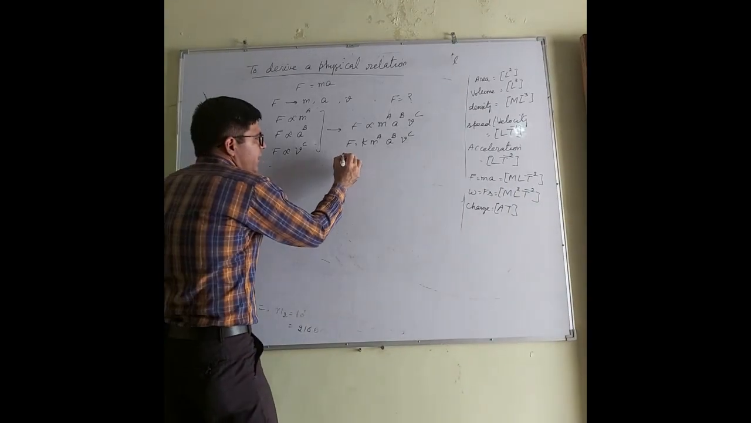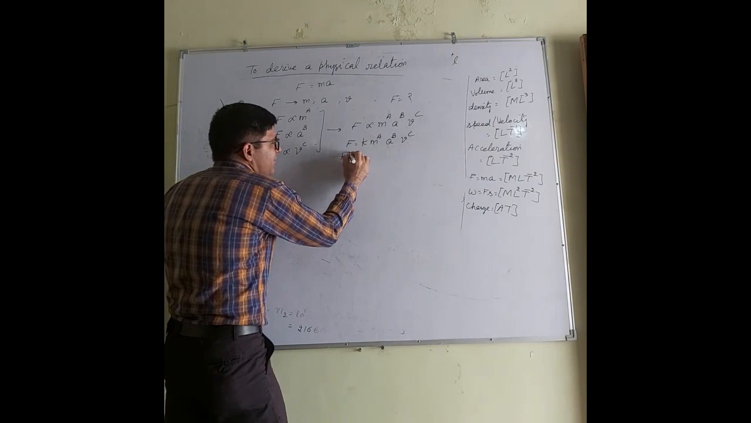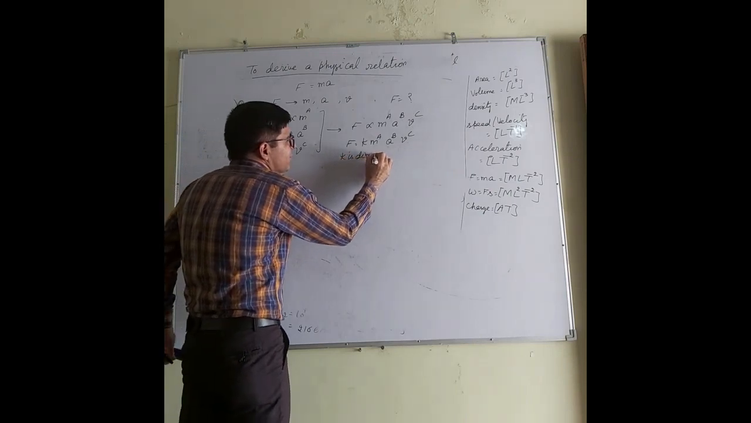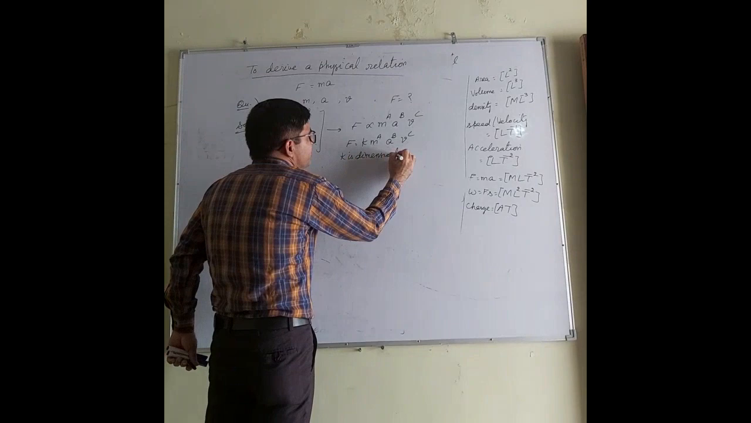Now, what is k here? k is a dimensionless constant.